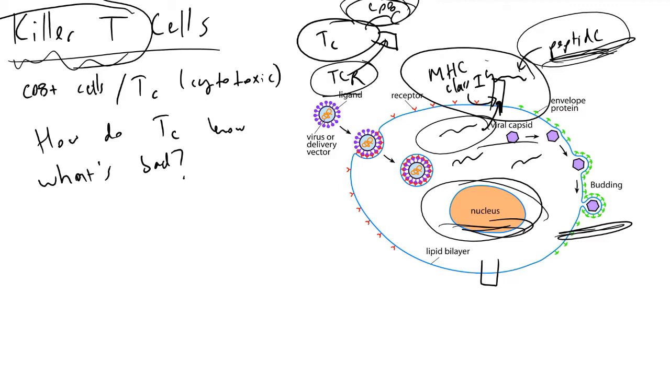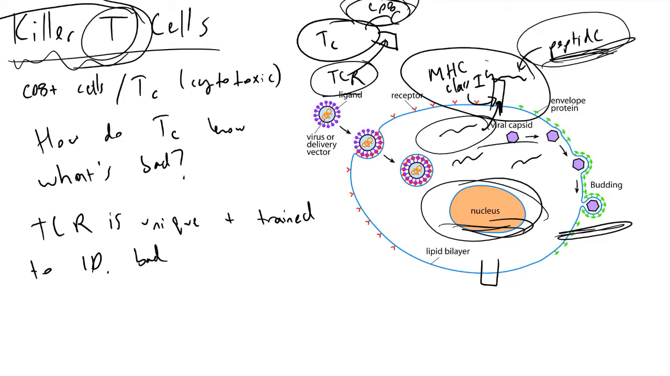Well, it goes back to learning about the life cycle of T cells. And this applies both to T helper cells and the cytotoxic T cells, and that is that every T cell is unique. Every T cell produces a unique T cell receptor. So the T cell receptor is unique, and it's trained to identify the bad proteins.